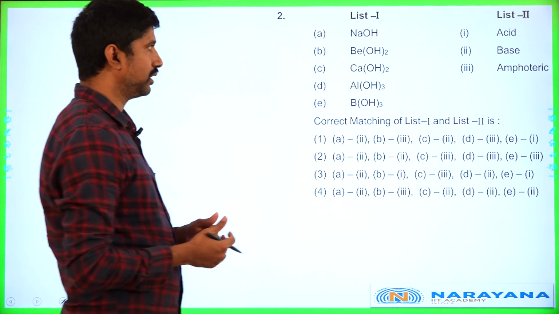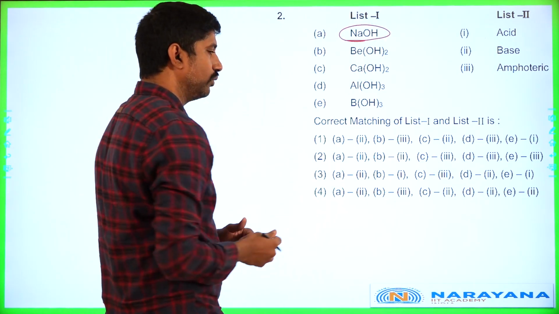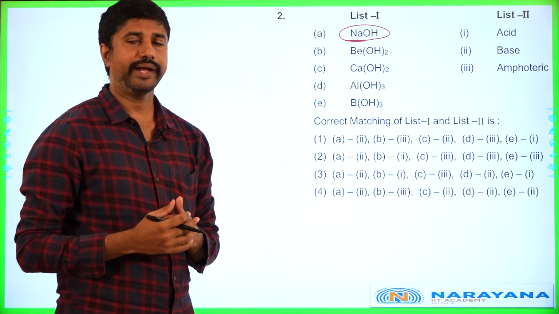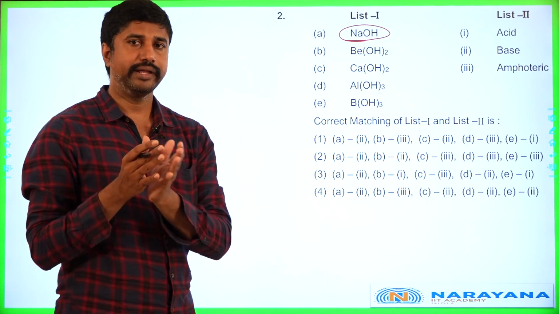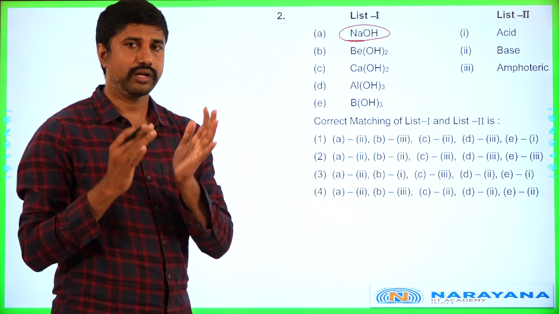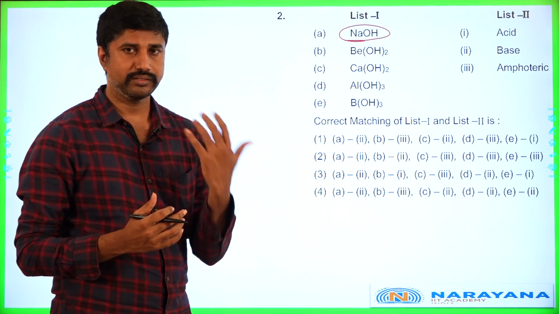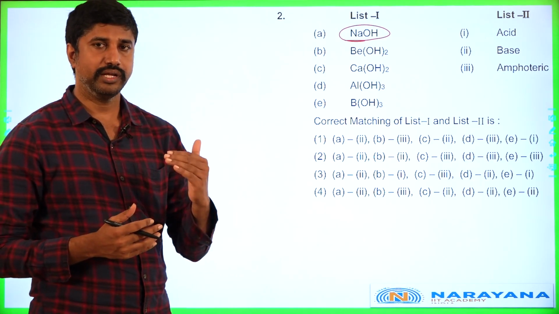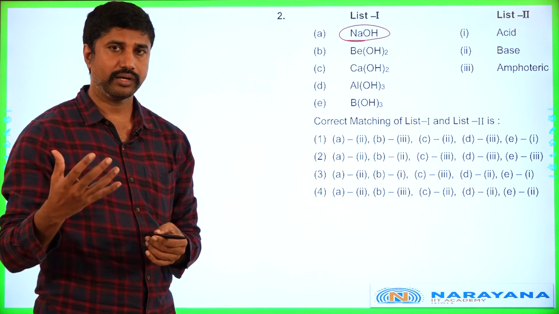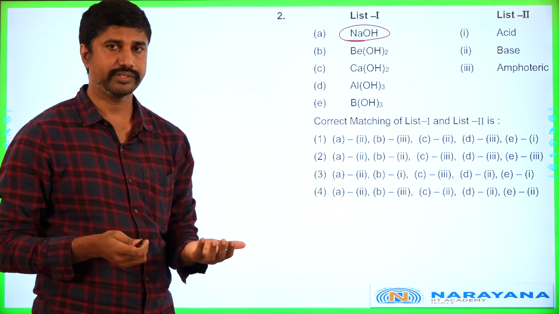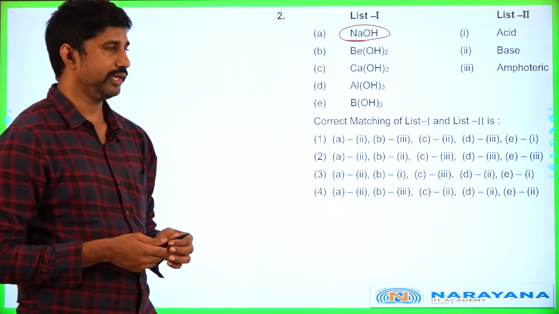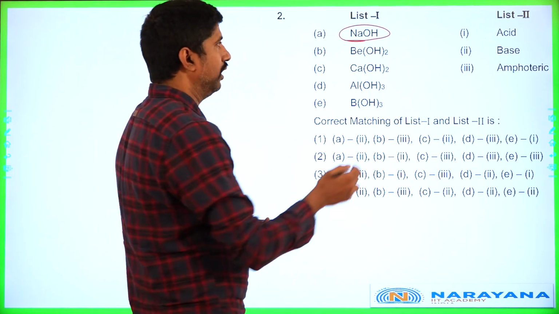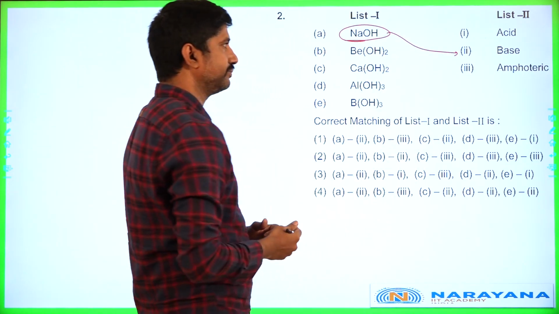Let us assume the first compound, which is NaOH. We know that S block, alkali metal and alkaline earth metal hydroxides are relatively more basic, and we can consider them as strong bases. Considering them as strong bases means the degree of ionization is 100%, and they are capable of giving OH minus ions 100% in the solution. So that is a simple idea. As NaOH is a strong base, alpha is equal to 1, and undoubtedly NaOH is a base.